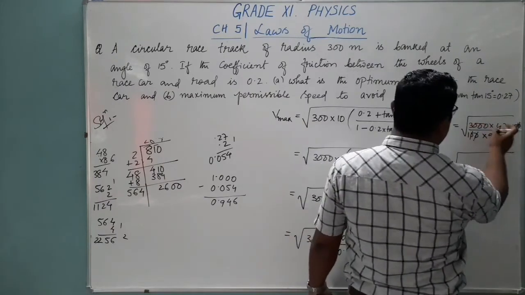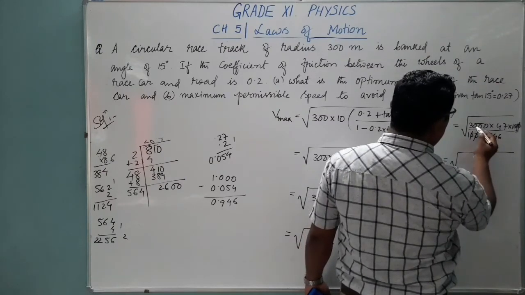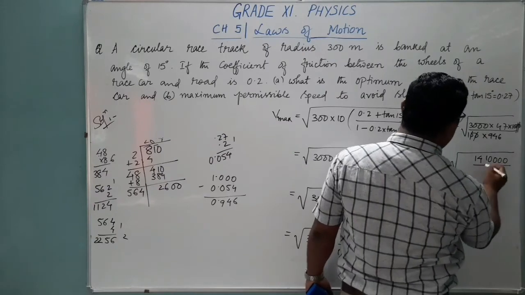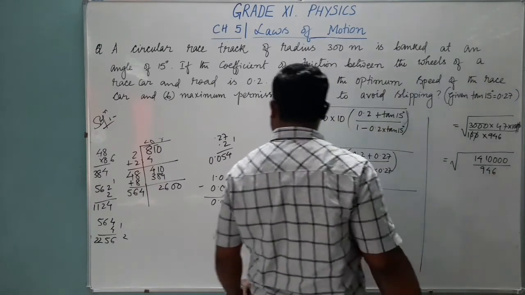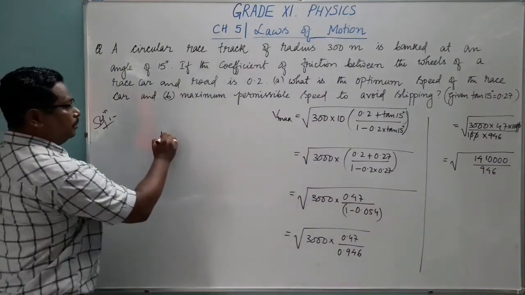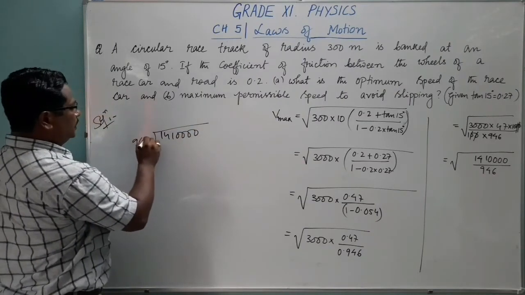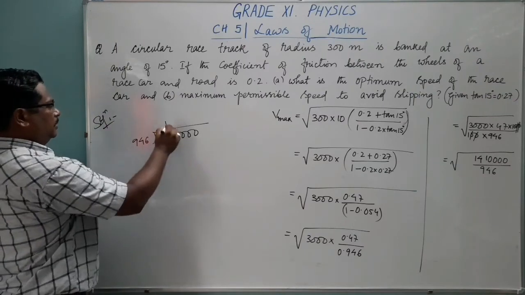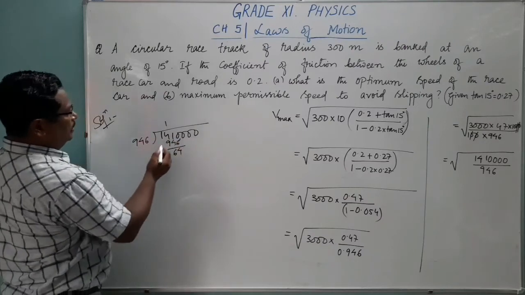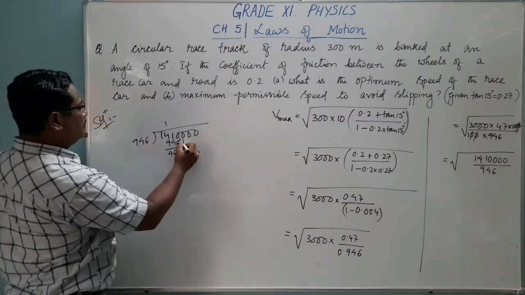Then multiply, 3 sevens are 21, 3 fours are 12, 13, 14, 141. Then you have 4 zeros, divided by 946. First divide and then you will find out the square root. 1410000 divided by 946. 4 digits we have to take. 1 time it is 946. Subtract, 4, 10, 4, 6, 13, 9, 9, 4. Then this is 0, can bring down.